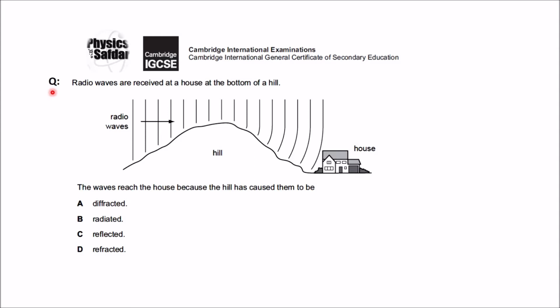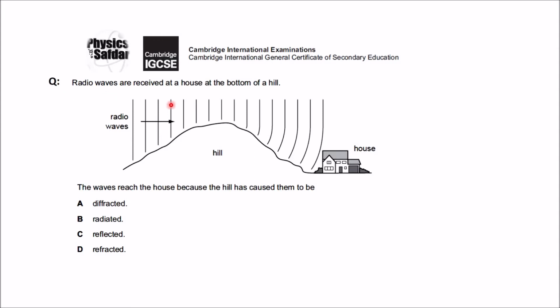Today we are going to solve questions from paper 2 and the topic is wave diffraction. We have chosen a few questions from the past papers that will really help you to prepare for your exam well. The question number 1 you can see on your screen.